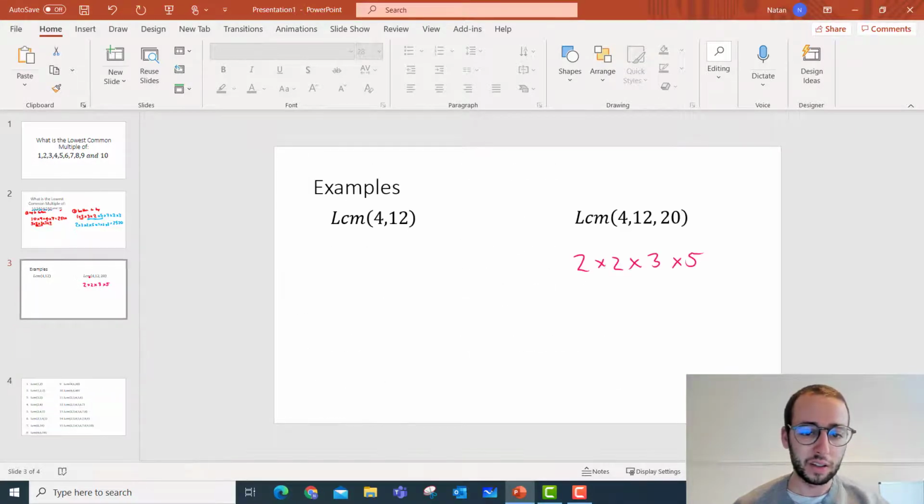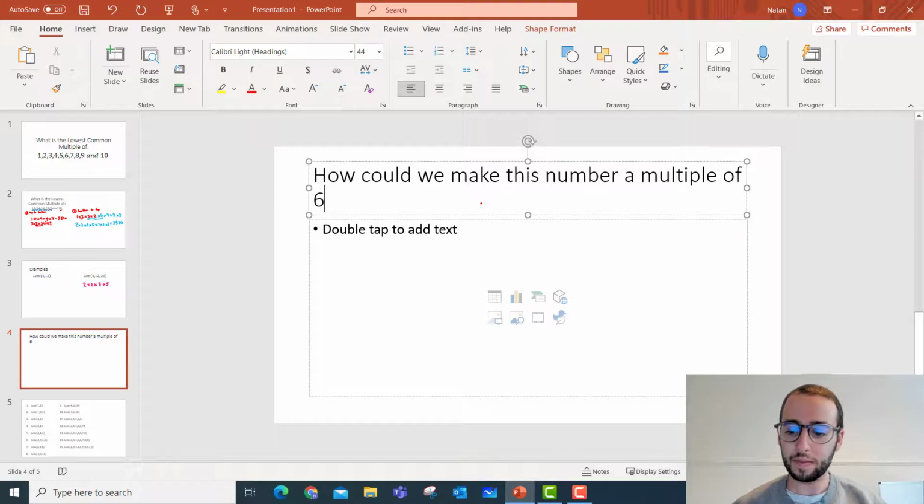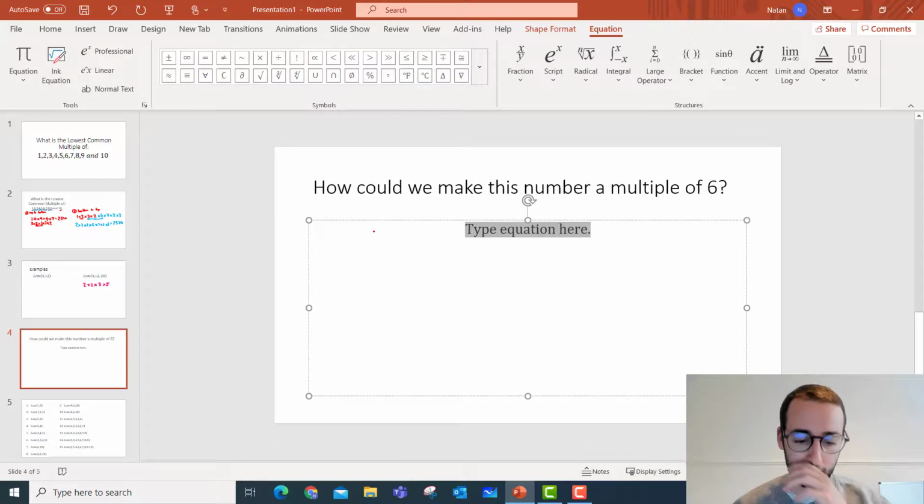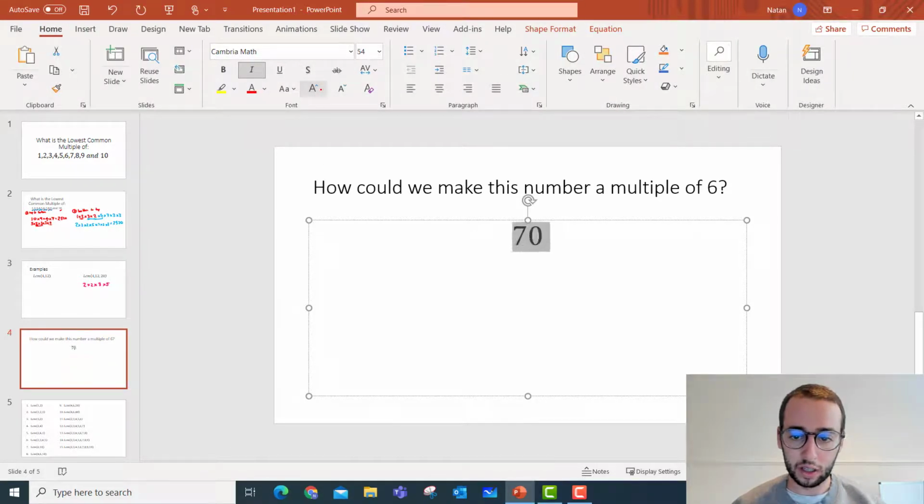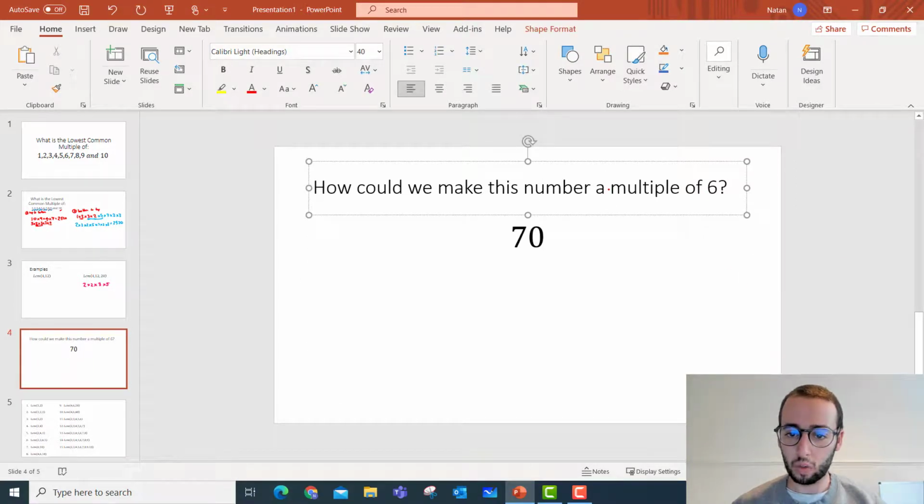For example, we could think of how could we make this number a multiple of 6? So this is an interesting question, because why don't we get a number that's a multiple of 2, 5 and 6. Why do you 2 times 5 times 7? Why do we do 70? Now the reason this is an interesting question is we don't just need to times it to make it also a multiple of 6.